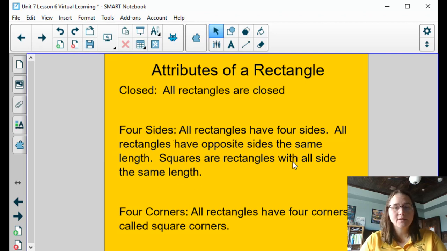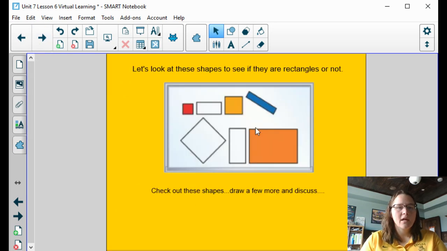Squares are rectangles because that still happens. The top and bottom of the square, they're the same size, aren't they? And the side and the other side of a square, they're the same size. And the last part that you have to know is that for a shape to be a rectangle, it has to have four corners. Four corners. Let's look at these shapes here in the box.